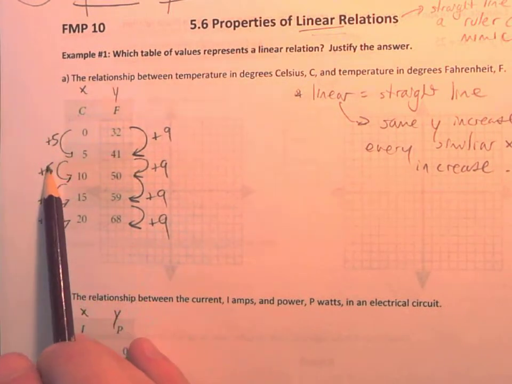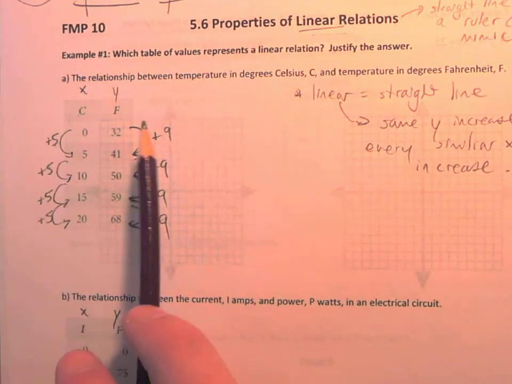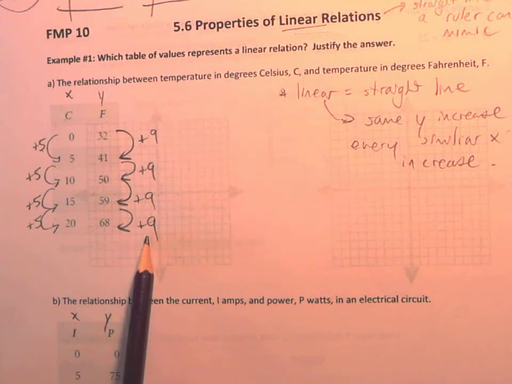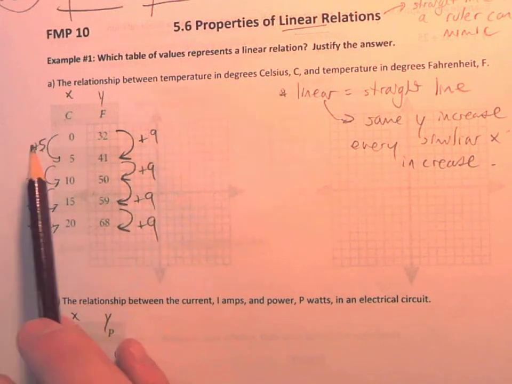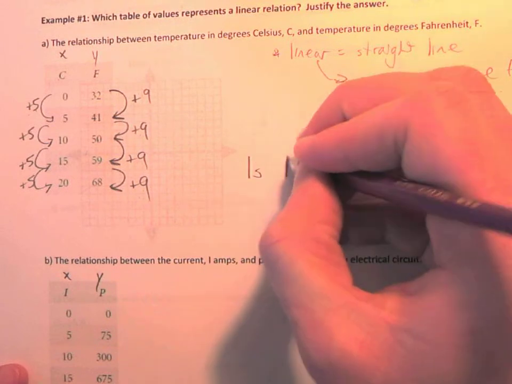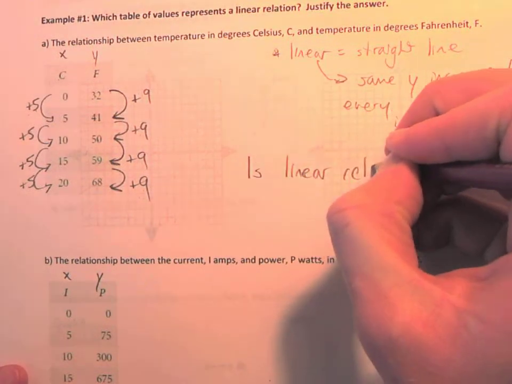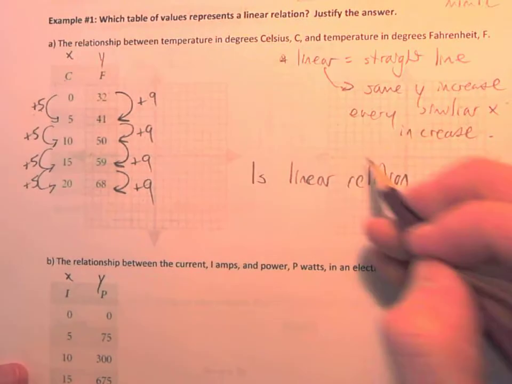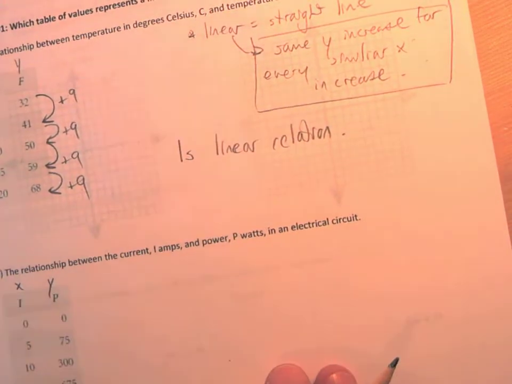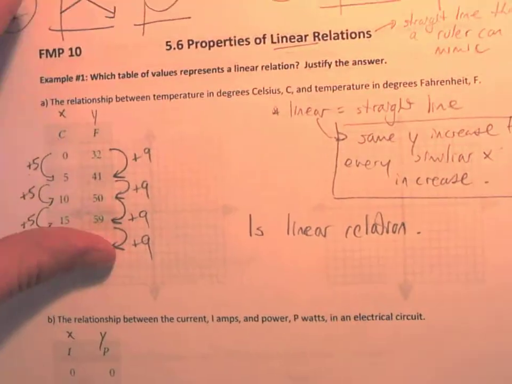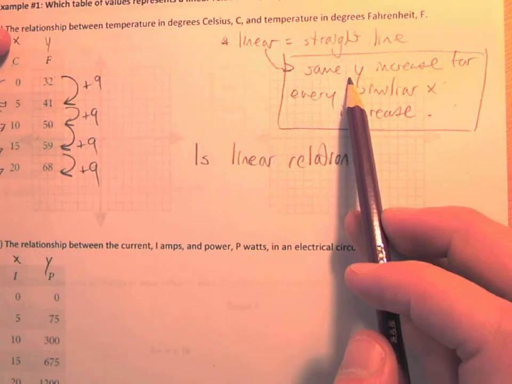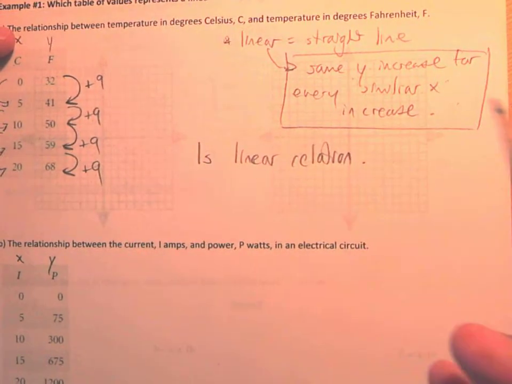So these are similar x increases because they're always by 5. And you can see that they're the same y increases, all by 9. It doesn't have to be the same number as the 5, it just has to be the same on the same side. So this is a linear relation because of this fact here. Okay, so you might want to box this, star this, or something to sort of remember that. What it also means is the same rate of change of y for every increase in x.